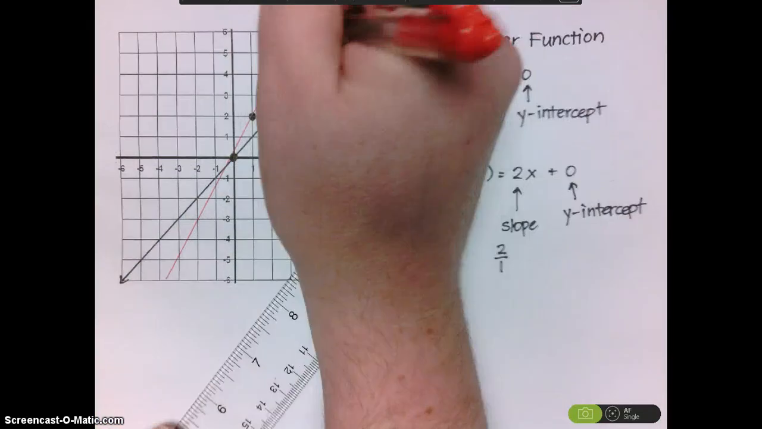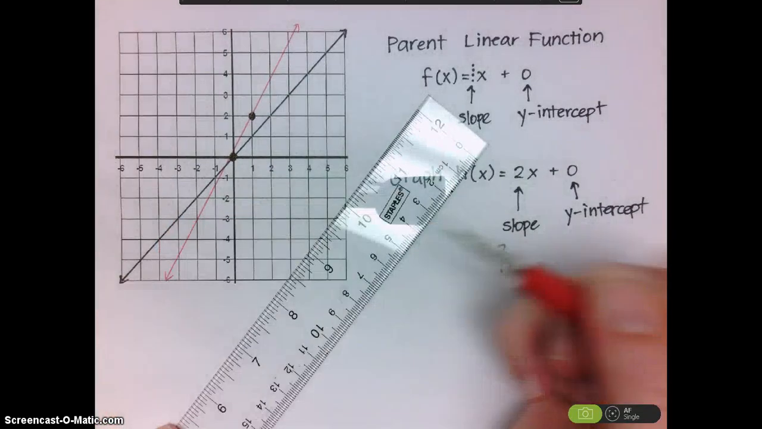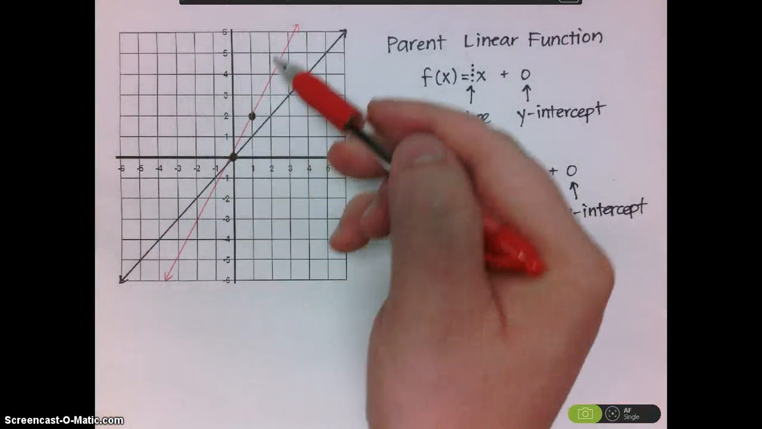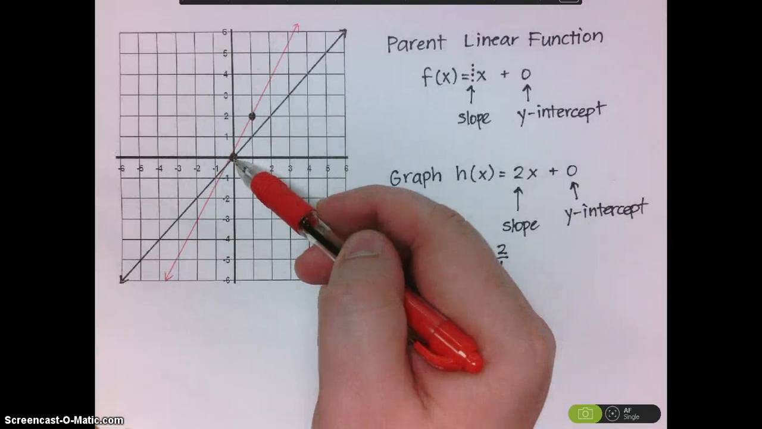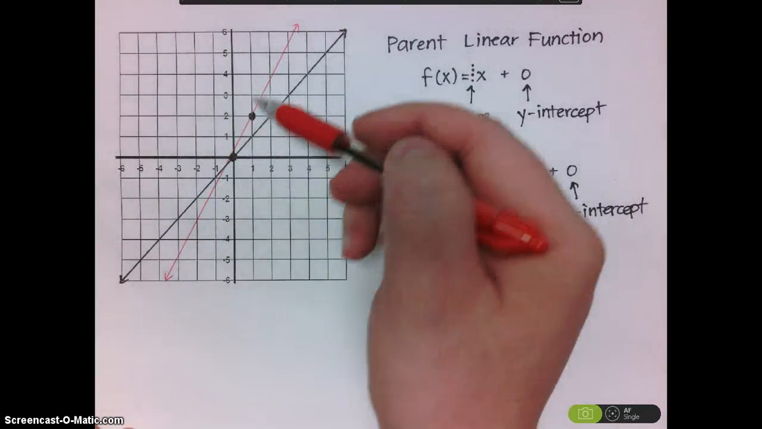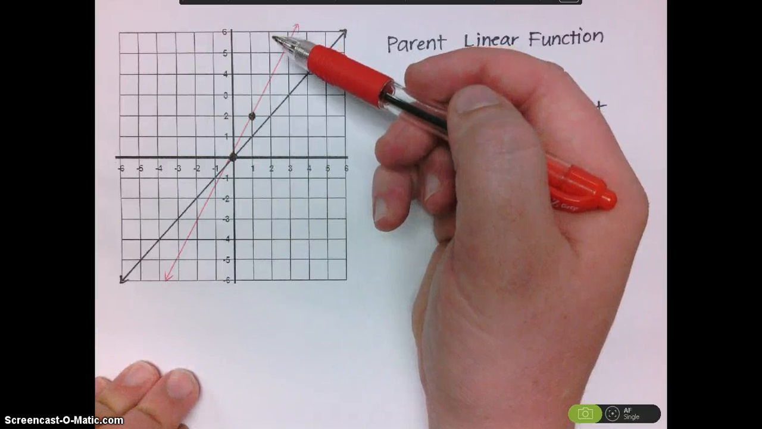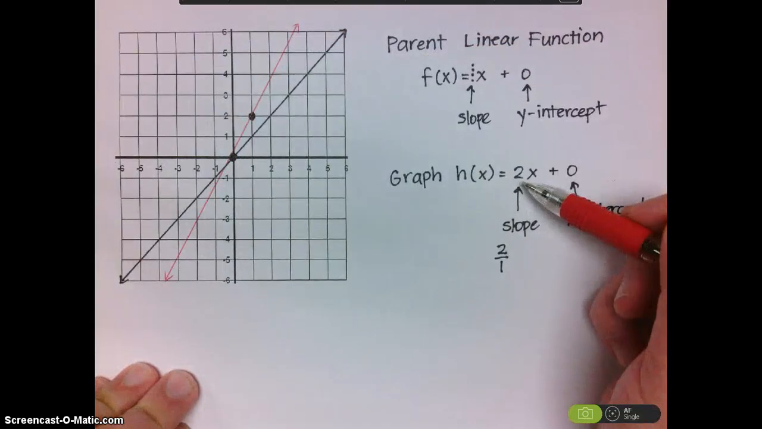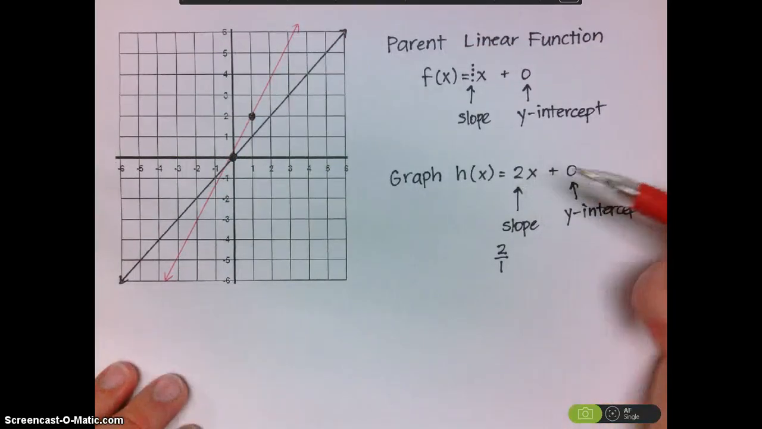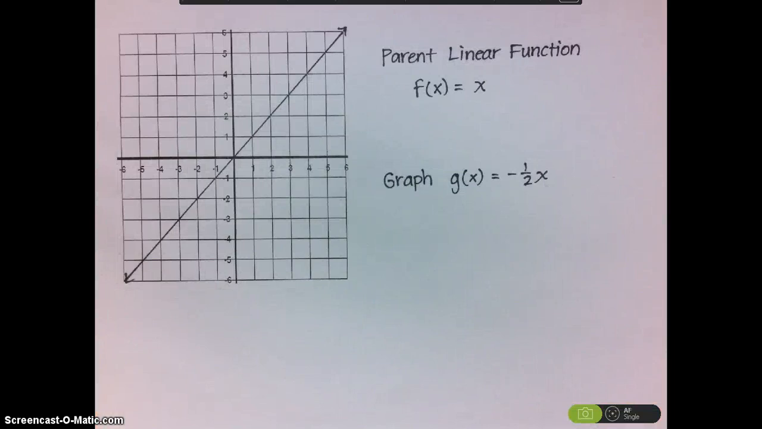I'm going to take my ruler now and connect just those 2 points. And just like I had predicted, the slope is definitely much steeper, but they do both pass through the origin. So if you were climbing up this red mountain, it would be a much more difficult task because the slope is greater than the parent linear function. So let's look at one more.